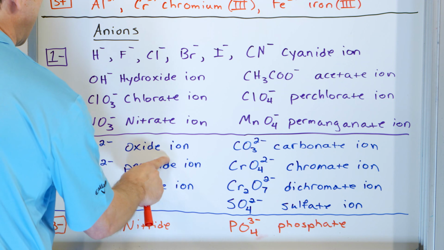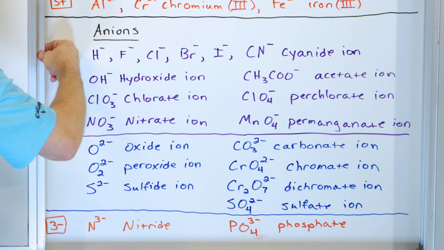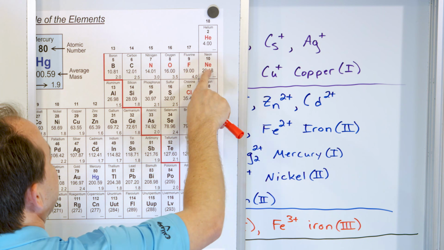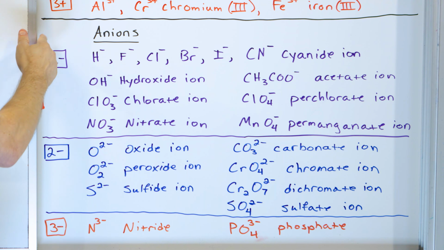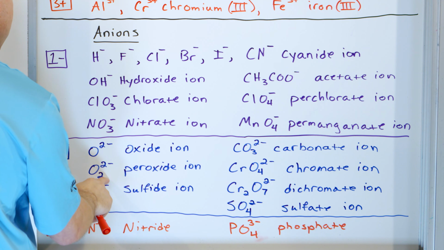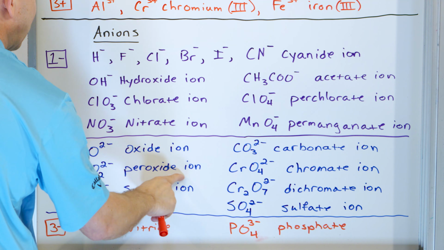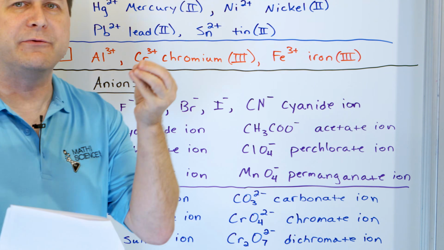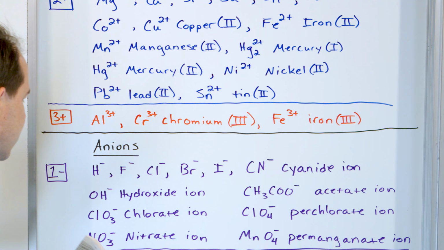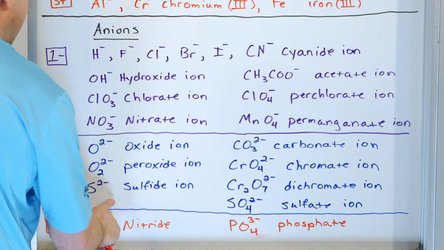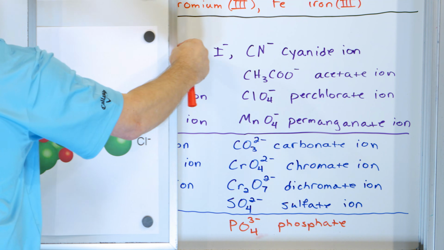Right? Then we have the oxide ion. Oxygen wants to gain 2 electrons. We know that from its position on the table, so there's nothing new there. But you can have O2 with a -2 charge. We call that a peroxide ion. Think about hydrogen peroxide, H2O2, right? And then you have sulfide that has a charge of -2.